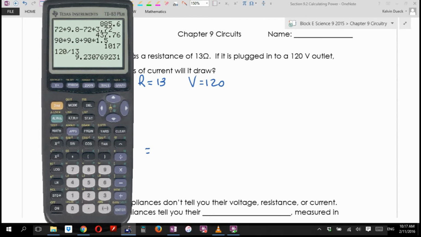If your device is really inaccurate, you can't carry many decimals because they're all garbage anyways. If your device is really accurate, you can go to like 9 or 10 decimal places. So we're not going to get into that this year. I would take 9.2. I would take 9.23. I would take 9.231.